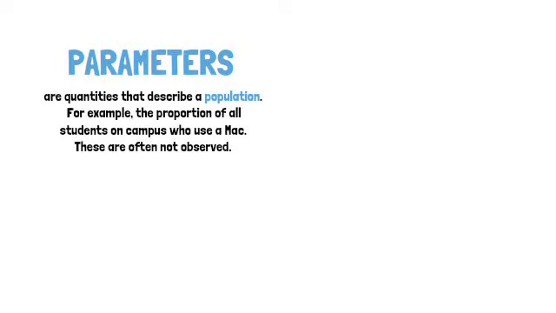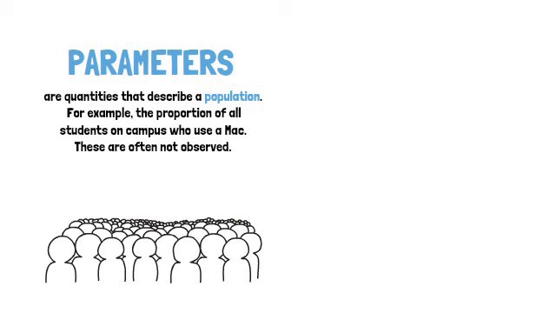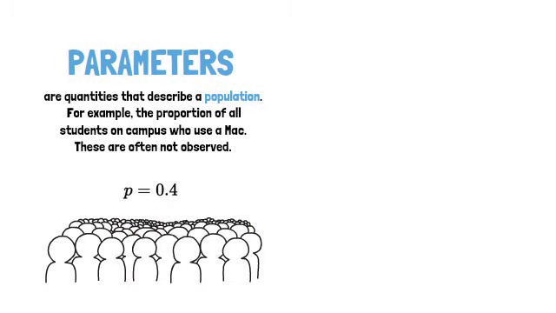Parameters are quantities that describe a population. For example, the proportion of all students on campus who use a Mac. Parameters are often not observed, as we may not observe the entire population. For example, say that we knew the true population proportion of students on campus that use a Mac is 0.4.